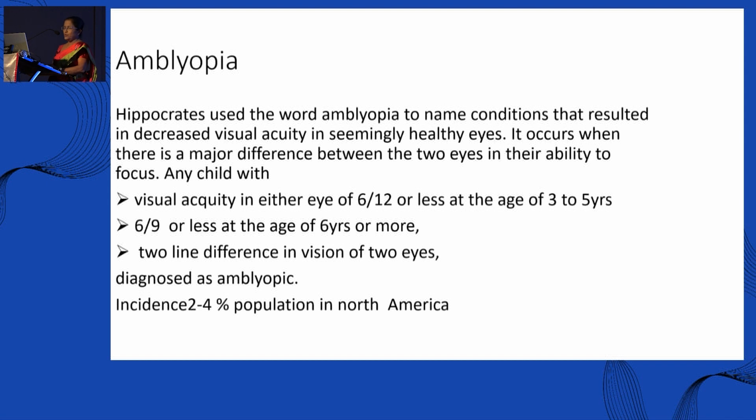So we diagnose amblyopia in any child who has visual acuity in either eye of 6/12 or less at the age of 3 to 5 years, or 6/9 or less at the age of 6 years or more, and when there is a two-line difference in vision between the two eyes. They are diagnosed as amblyopic by these criteria. And the incidence of amblyopia, in a study done in North America, is 2 to 4% of the population.